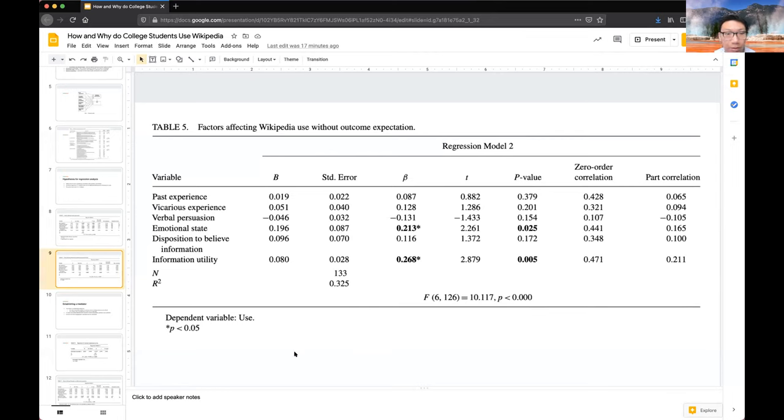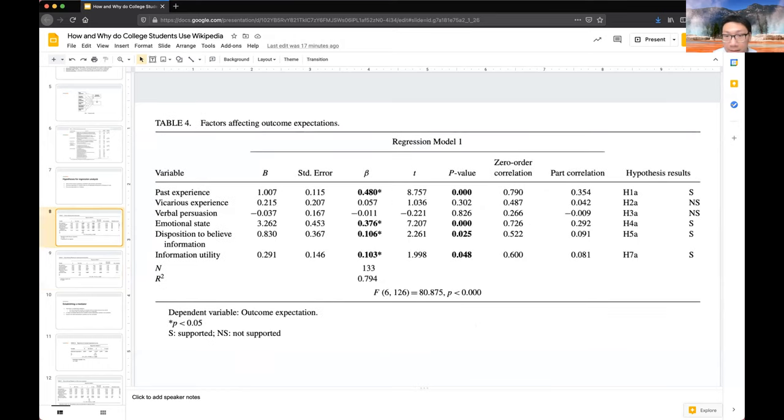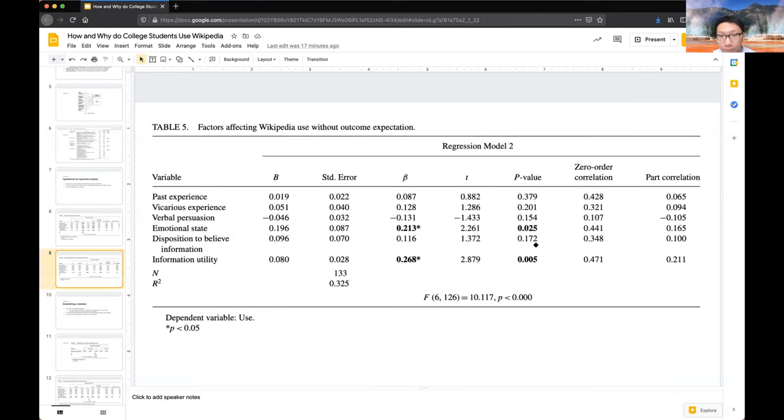And this is interesting because if we just look at this, it's only that the emotional state and the information utility are correlated. And also the R-square is much lower. Just for comparison, previously we had past experience, emotional state, disposition to information and information utility. So all four of these factors are correlated. And then in the next one, only emotional state and information utility are significant predictors. Another thing they point out is that information utility continues to be a significant predictor.